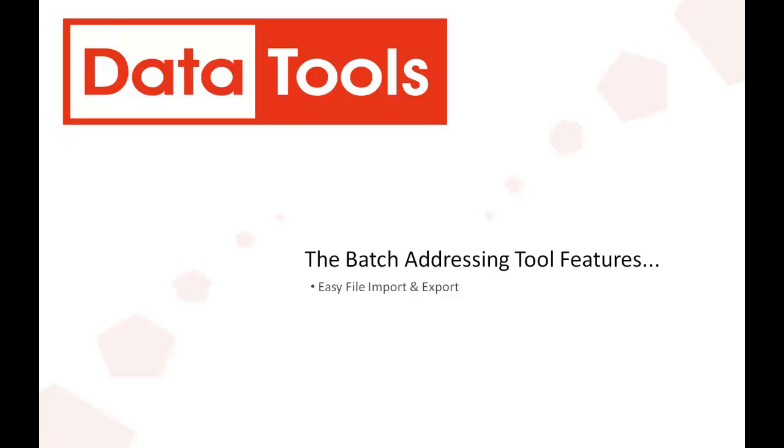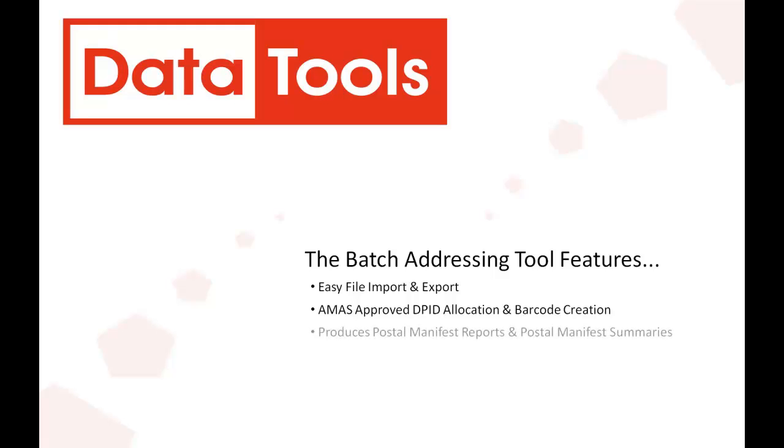Throughout this video, you will be guided through the steps of navigating your way through the user-friendly interface of the Batch Addressing tool. The Batch Addressing tool has many wonderful and handy features. Just to name a few: easy file import and export, AMAS-approved DPID allocation and barcode creation, produces postal manifest reports and postal manifest summaries, supports more than 40 different database types, address label print, and single address search.